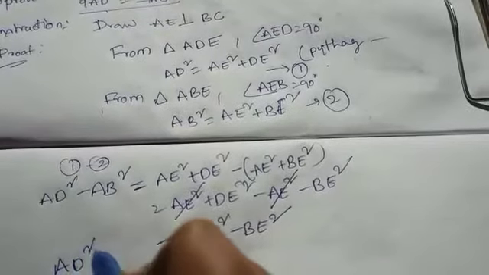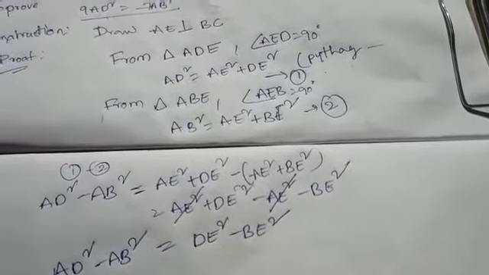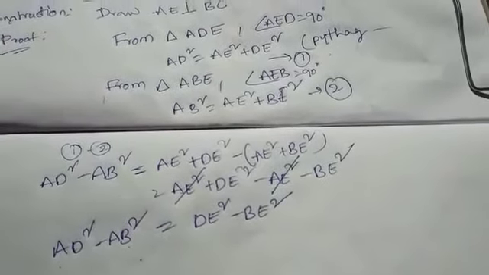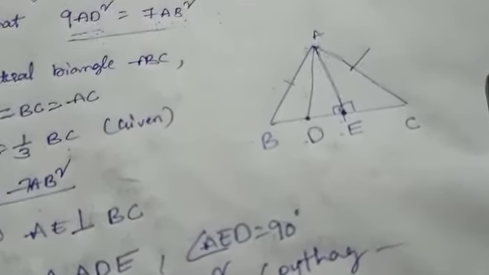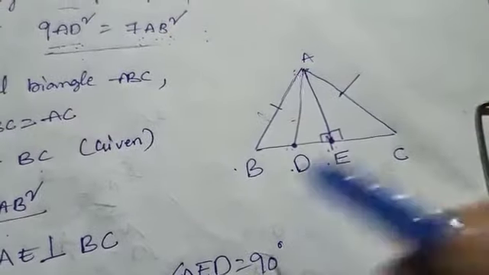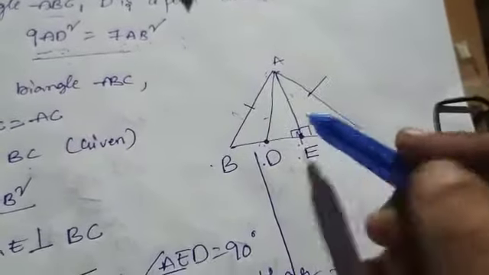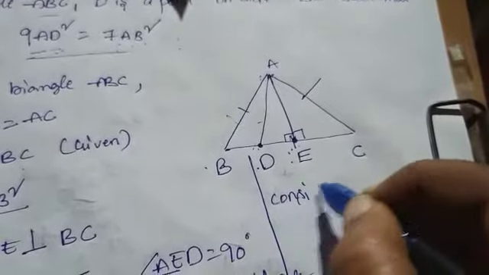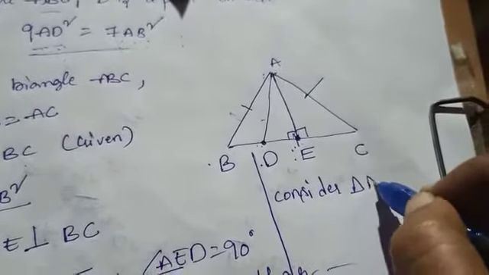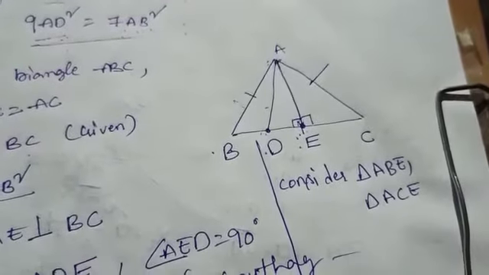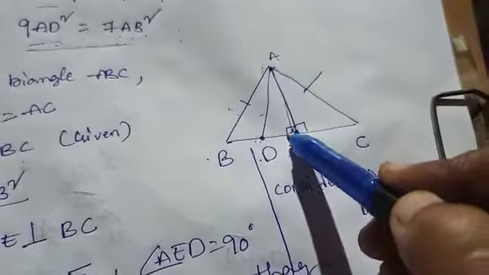But we need the equation in terms of AD square and AB square. See this figure. Here, consider triangle ABE and triangle ACE. Consider these two triangles.